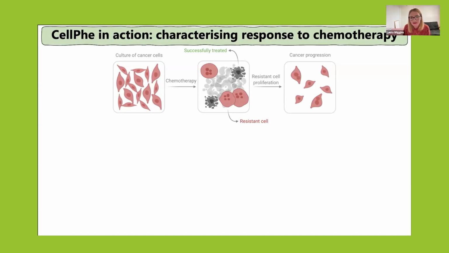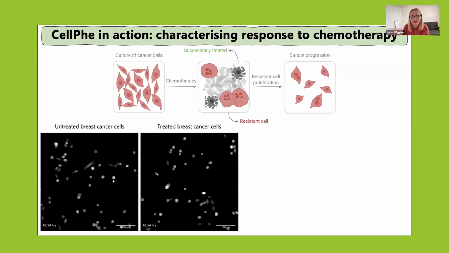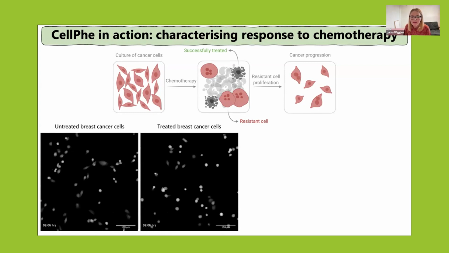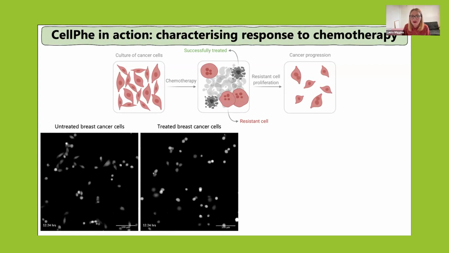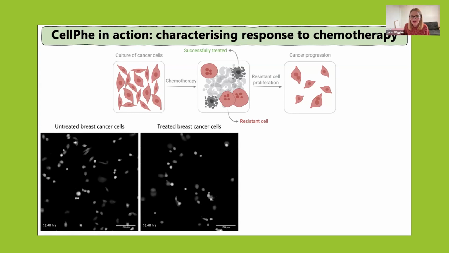a subset of those are successfully treated, and there's always a subset that acquire resistance or have intrinsic resistance. That population goes on to proliferate further, and often they cause cancer progression, usually in a worse state than the original cancer. So what we wanted to know was, can we use Selfie to identify the phenotypic markers of resistance and actually understand which cell types acquire resistance and which ones are successfully treated?